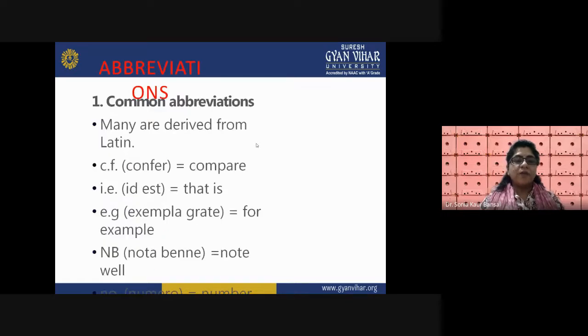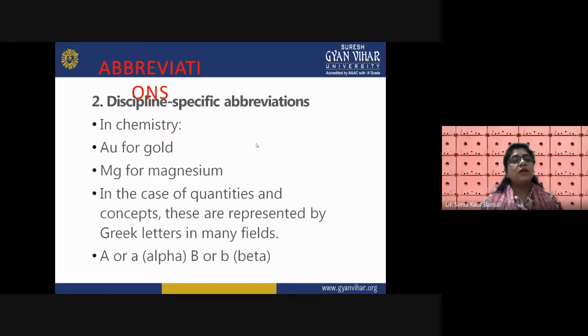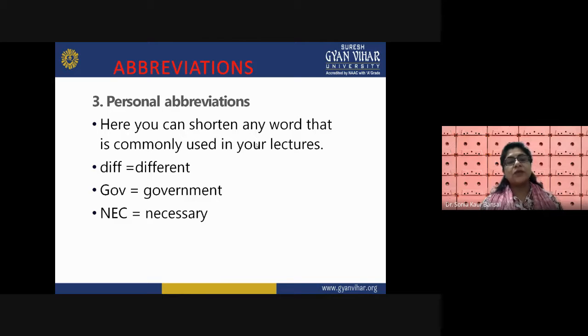Now some common abbreviations are derived from the Latin language, like cf., that means confer, or to compare, and i.e., that is id est, that is, and e.g., example of. So learn the full form also. For example, NB, nota bene. Then there are discipline-specific abbreviations, in chemistry and other subjects, Au for gold, Mg for magnesium. In the case of quantities and concepts, these are represented by Greek letters in many fields, α for alpha, β for beta. So these abbreviations are really very important from the point of view of taking notes.